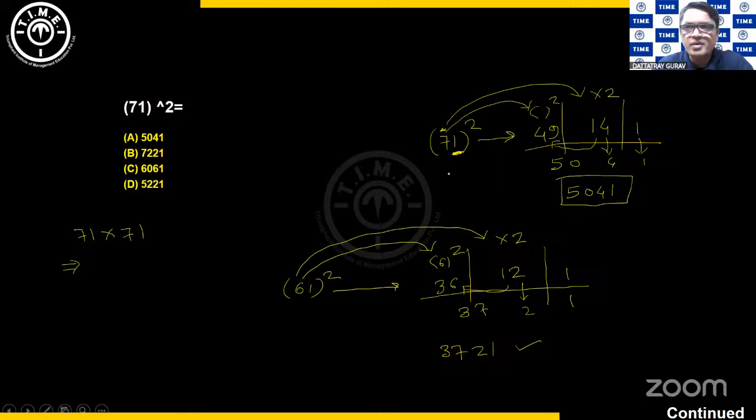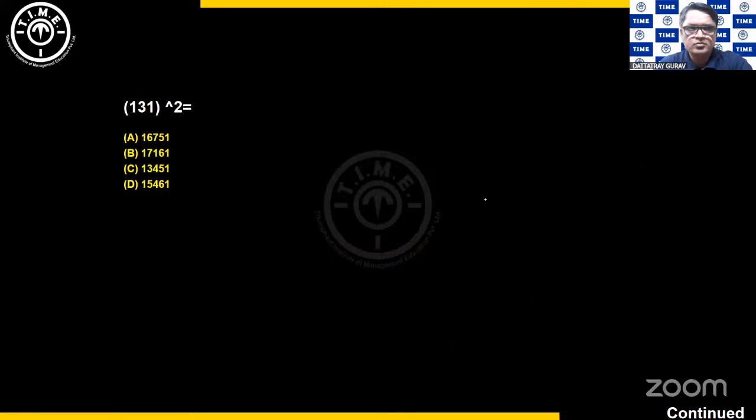So whenever a number ends with 1, this is a technique to find its square. Not for other numbers. The number may be 2 digit, 3 digit, it doesn't matter. The logic is the same. Let's do the next question now. Try to work on this.